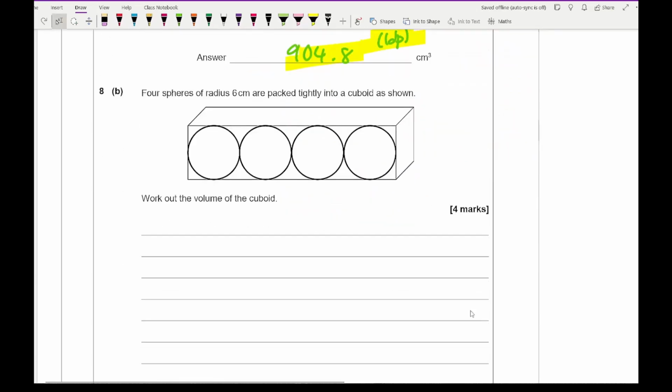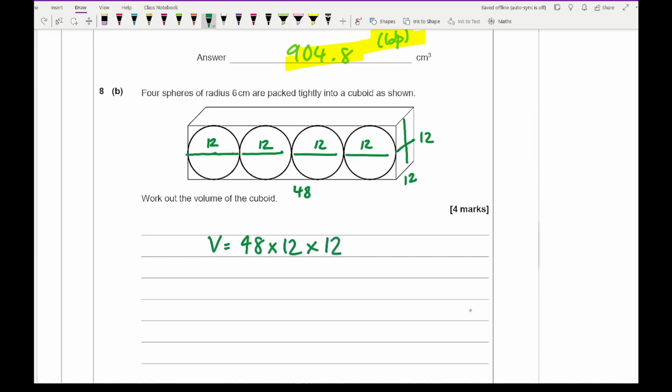Question 8b says 4 spheres of radius 6 centimeters are packed tightly into a cuboid as shown, and the question is asking us to work out the volume of the cuboid. So if the radius is 6, then the diameter is going to be 12, and I've got 4 of those. So 4 lots of 12 is 48. We then know that this is going to be 12 and that is going to be 12. So then the volume is going to be 48 times 12 times 12, giving me a total volume of 6912, and that's going to be in centimetre cubed.